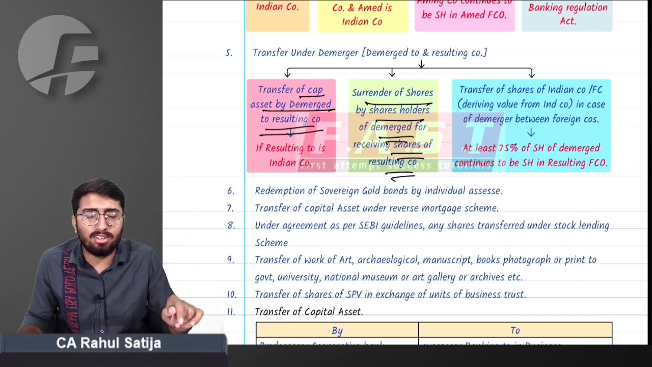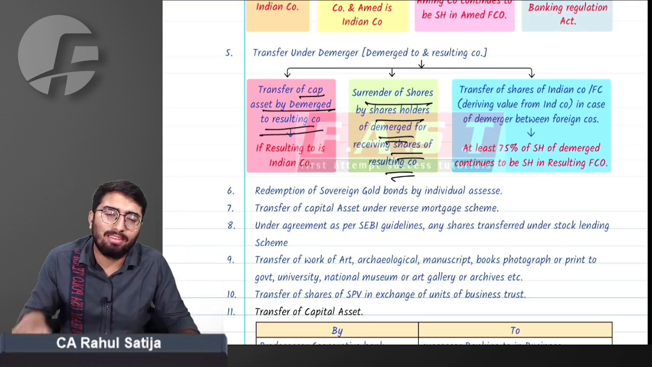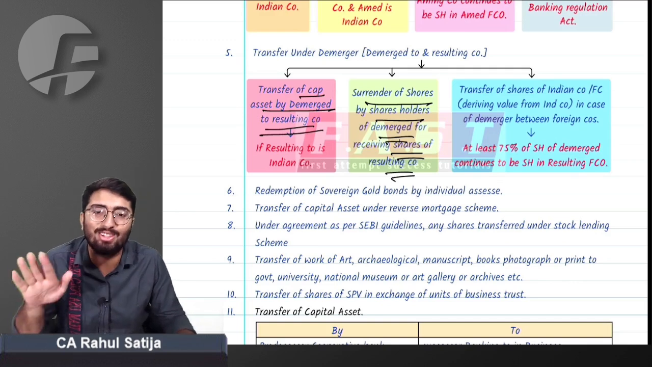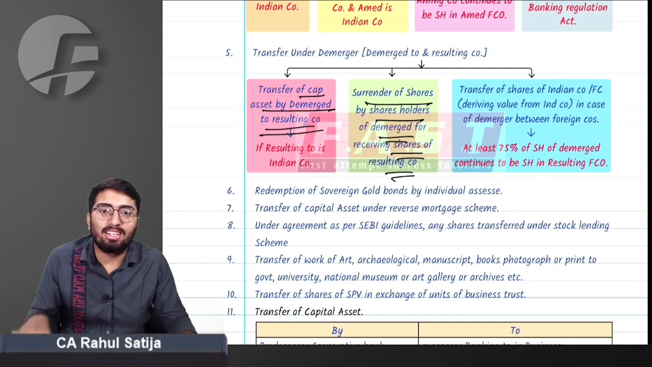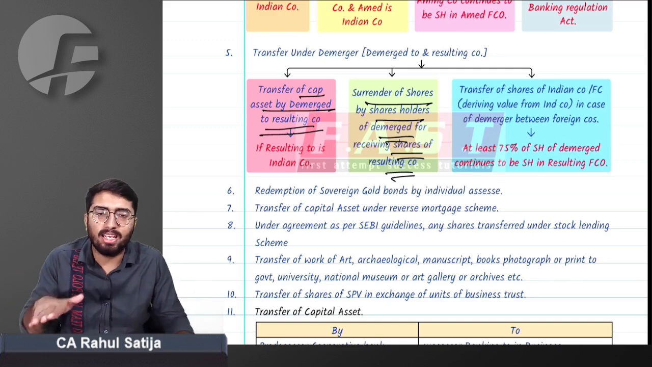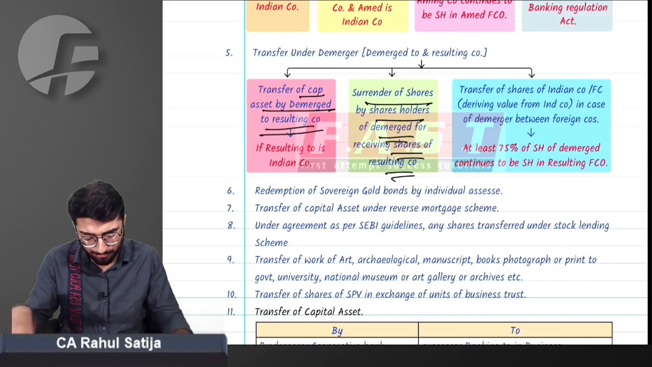What if, sir, individual does not redeem, it transfers before such redemption? What will happen? Then capital gain will be applicable in the hands of individual, but he will get the benefit of indexation if asset is long term. Sir, what if house is transferred under reverse mortgage scheme? It will be exempt. From next point onwards, we have to start from today. Hope you remember what we had studied yesterday.